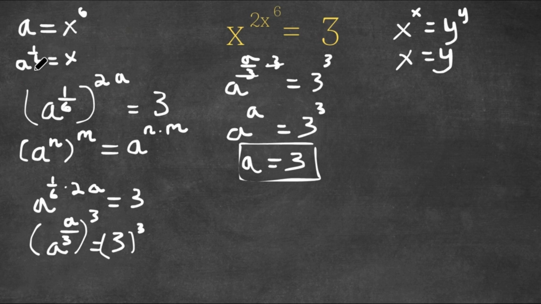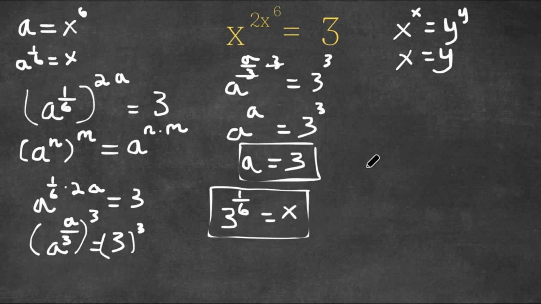However, remember, a to the power of 1 over 6 is equal to x. So if a is 3, then this means that x is equal to 3 to the power of 1 over 6. So this is the value of x. So that is our answer.